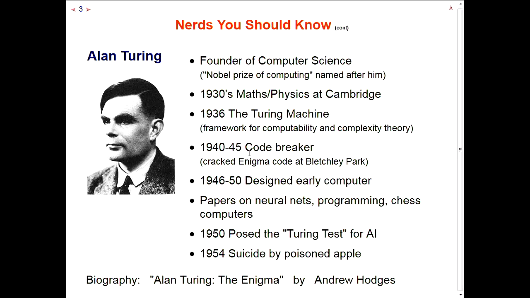During the Second World War, he worked, in a very practical application of engineering and computer science, as a code breaker and was able to crack the Enigma code. Then after the Second World War, he designed early computers. He also published early papers on a variety of artificial intelligence topics, such as neural networks, foundations of programming, but also chess computers. This was one of his hobbies.